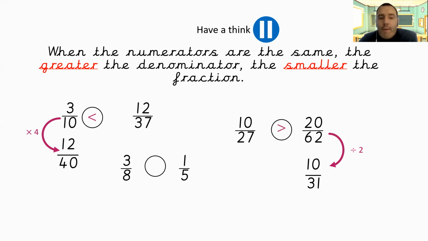Got 3/8 and 1/5. So this time I'm going to multiply by 3 to make my numerators the same. 3 times 1 makes 3. 5 times 3 makes 15. So this is equivalent to 3/15. So again, using our rule, the greater the denominator, the smaller the fraction. 3/8 is greater than 3/15.